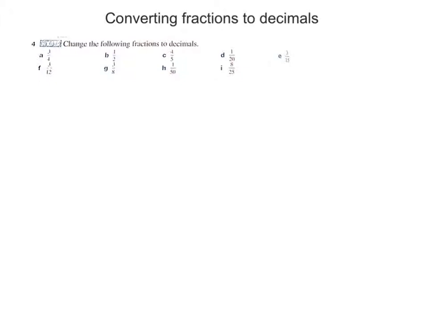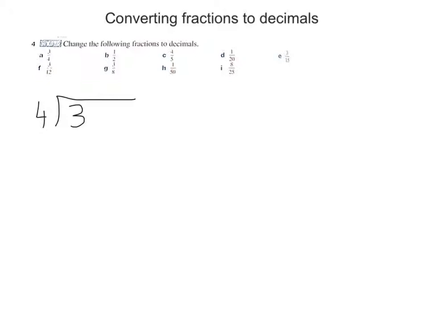So the first thing you need to do is put the denominator on the outside of the division sign. So in this case, we'll put the denominator, which is the number 4, on the outside of the division sign. That's the first step. The next step is to put the numerator inside the division sign. So we do that.